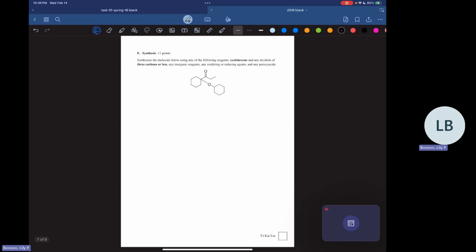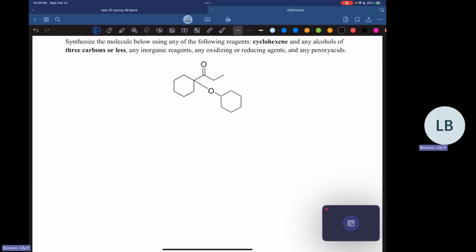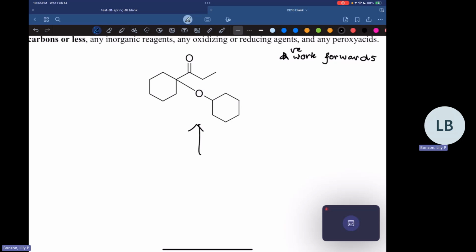So we're going to move on to synthesis. All right, synthesis is a little bit tricky. Always remember that you are working backwards. One thing that's helpful is to work backwards, but then kind of rework forwards, and just make sure that whatever you're putting down still makes sense. All right, so in this structure, we have a ketone here. We've got an ether. So we've got some interesting stuff going on.